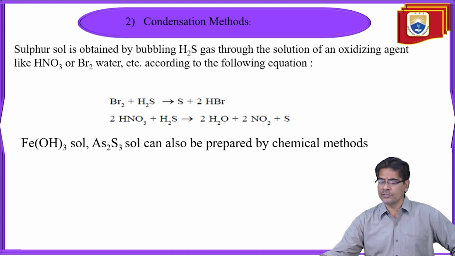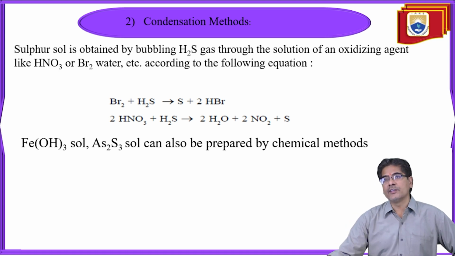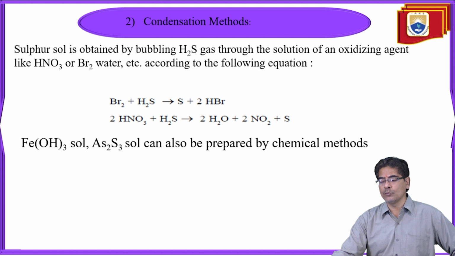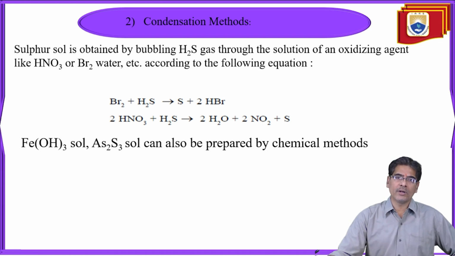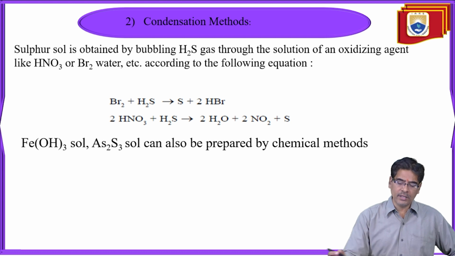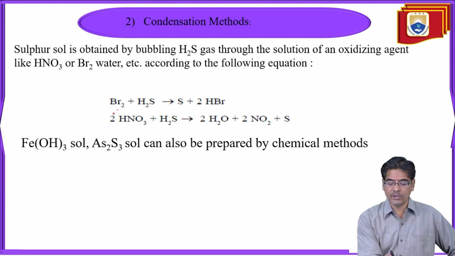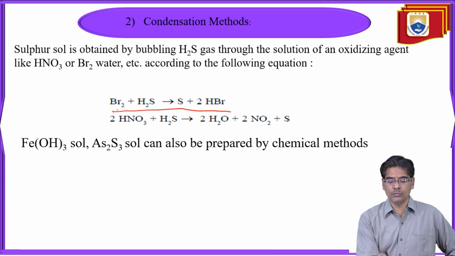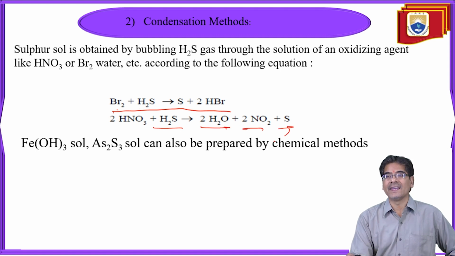Sulfur solution is obtained by bubbling H2S gas through the solution of an oxidizing agent like HNO3, nitric acid, or bromine water, according to the following equations: Br2 plus H2S gives S plus 2HBr, and 2HNO3 plus H2S gives 2H2O plus 2NO2 plus S.